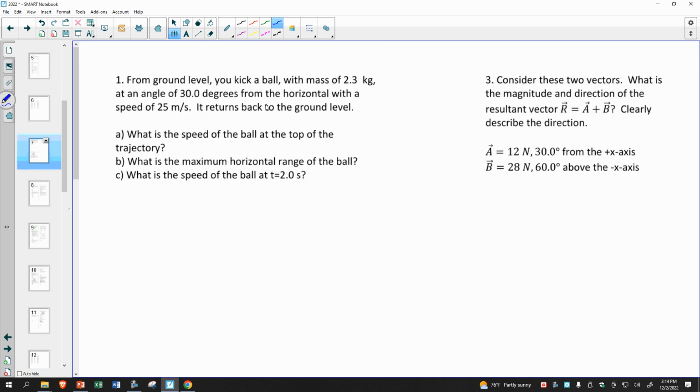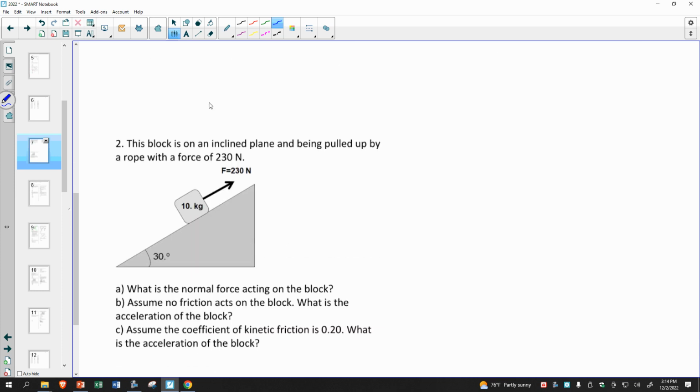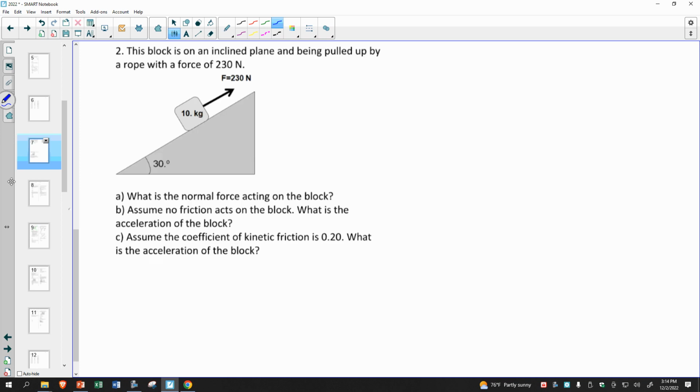Okay, vectors and 2-dimensional motion. And inclined plane, you're going to see 2 or 3 inclined plane problems, either on free response or multiple choice. They come up quite a bit. They're kind of important.